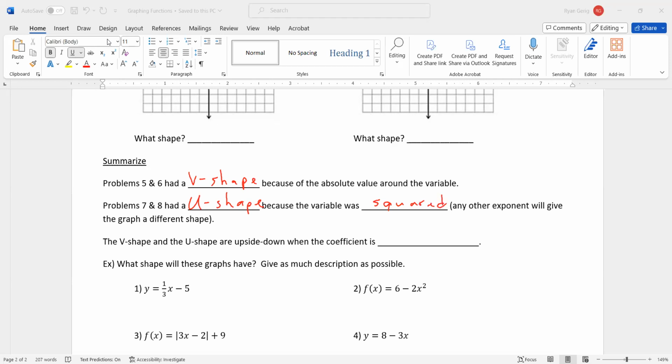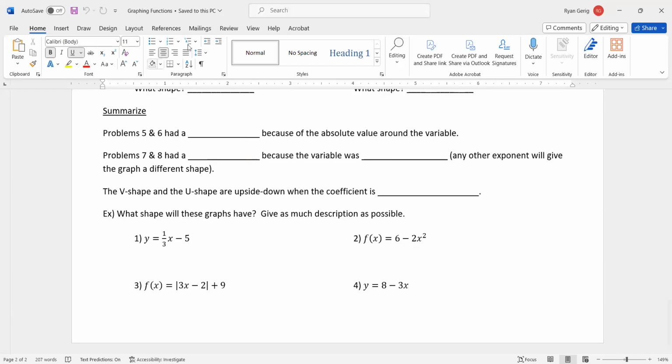Any other exponent is going to give the graph a different shape. We're not going to get into that, but just understand that the exponent of 2 is what gives it the U shape. The V shape and the U shape are upside down when the coefficient is negative, and the coefficient is just the number in front of the variable, or in front of the absolute value. All right, so what shape will these graphs have? We're not going to graph them, but let's just look at their shapes. All right, so be as specific as possible when you do this.